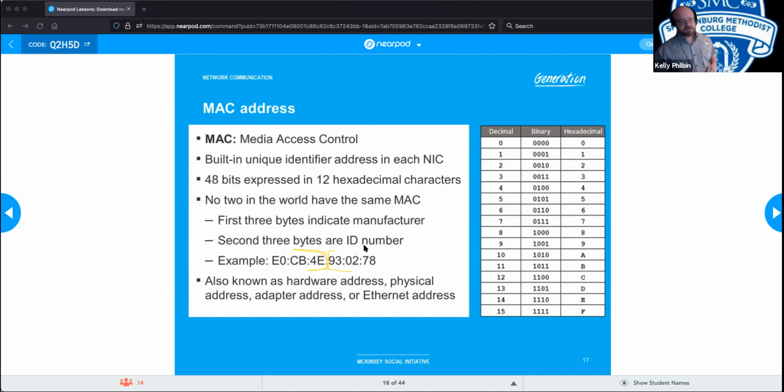All right, Jimmy. Do we need to know for the test which manufacturer has which numbers? No. Your coworker Google can help you with that.